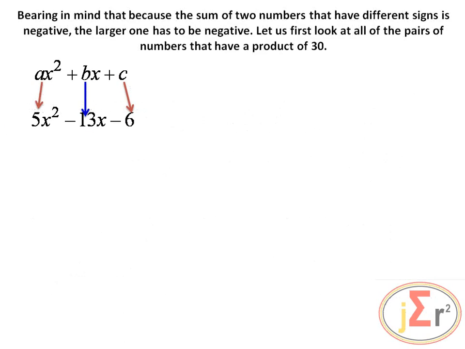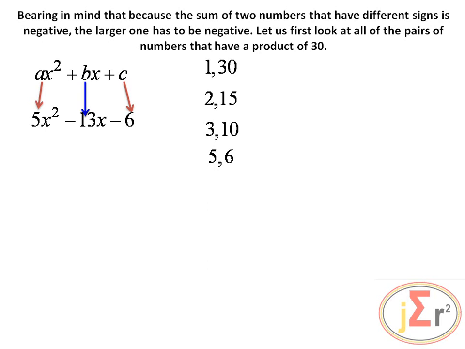Bearing in mind that because the sum of two numbers that have different signs is negative, the larger one has to be negative, as we just said on the previous slide. Let us first look at all of the pairs of numbers that have a product of 30. So those will have a product of 30. What do we know, or what do we imagine next? We need to look at the pair that has a sum of negative 13.